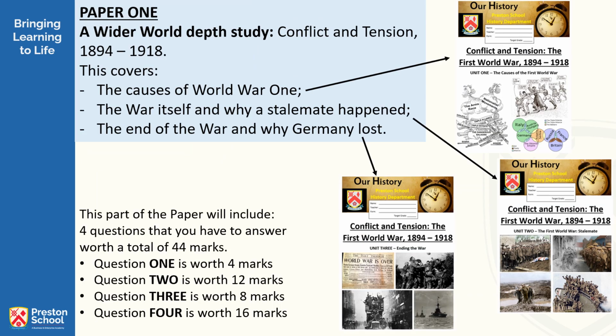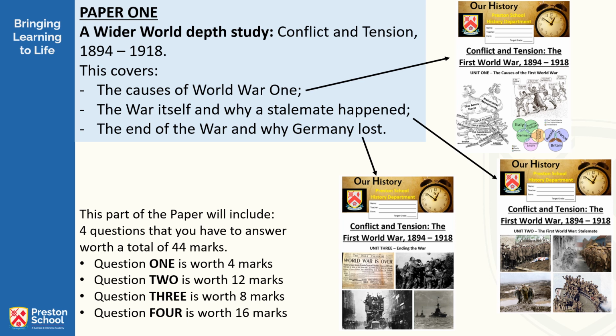The second part of paper 1 is looking at conflict and tension 1894 to 1918. Within this, it is again broken into 3 different sections. There are the causes of World War I, so looking at the various reasons why World War I started. There is the war itself, so looking at the various battles during the war, focusing heavily on trench warfare and some of the key battles linked to this, as well as key developments such as the weapons.